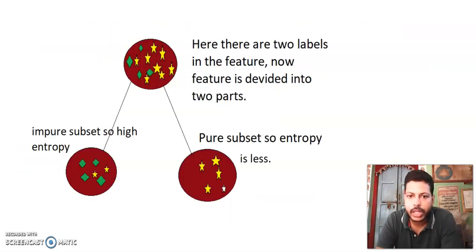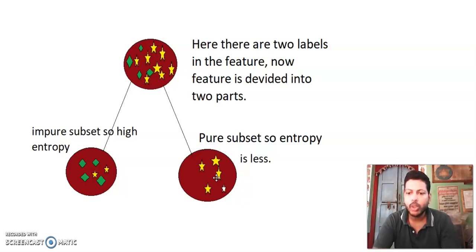There is one more example you can see on the screen, a feature containing both star and rhombus. Here there are two labels in the feature. Now the feature is divided into two parts. As there are two labels, it is divided into two parts. If there are three labels in the feature, then it will be divided into three parts. Here on one side is an impure subset, so high entropy. On the right hand side you can see only the star mark is there, and there is no rhombus on the right hand side, so it is a pure subset. In this way we can consider how the entropy is calculated.